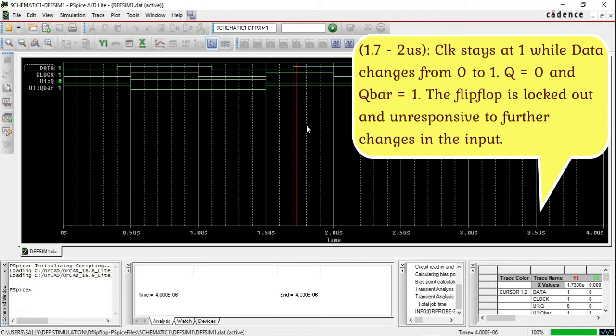Clock stays at 1 while data changes from 0 to 1. Q equals 0 and Q bar equals 1. The flip-flop is locked out and unresponsive to further changes in the input.